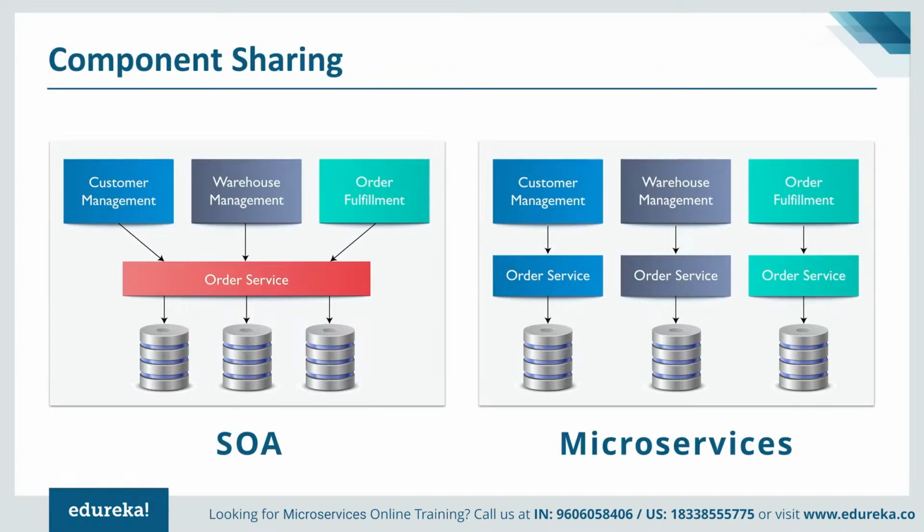But there again is the difference in microservices, because in the microservices architecture, for each and every application, so for customer management, we have a separate order service, and that order service would be accessing its own database. For warehouse management, you have a separate order service, which would be accessing a different database. And then for order fulfillment, which is again a different application, this would be using a different order service, and this order service would be using a different database from where it would be accessing data, right? So that's how there's a difference in even component sharing between these two architectures.